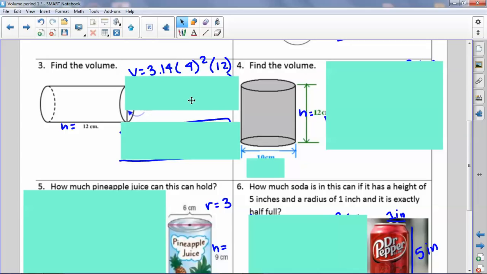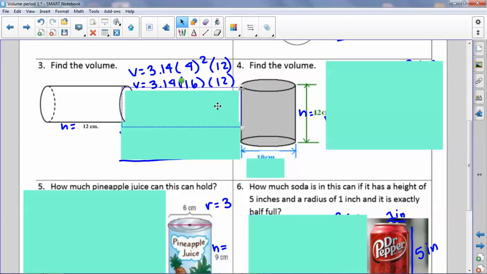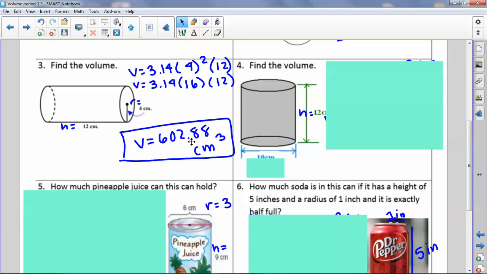So we know we have 3.14 times a radius of 4 squared times 12. Okay? And we want to square that 4 first. So 3.14 times 16, which is 4 squared, times 12. Now we can multiply the 3 numbers together to get our final answer. Multiply 3.14 times 16 times 12, we get an answer of 602.88 centimeters cubed. Don't forget to cube those centimeters.